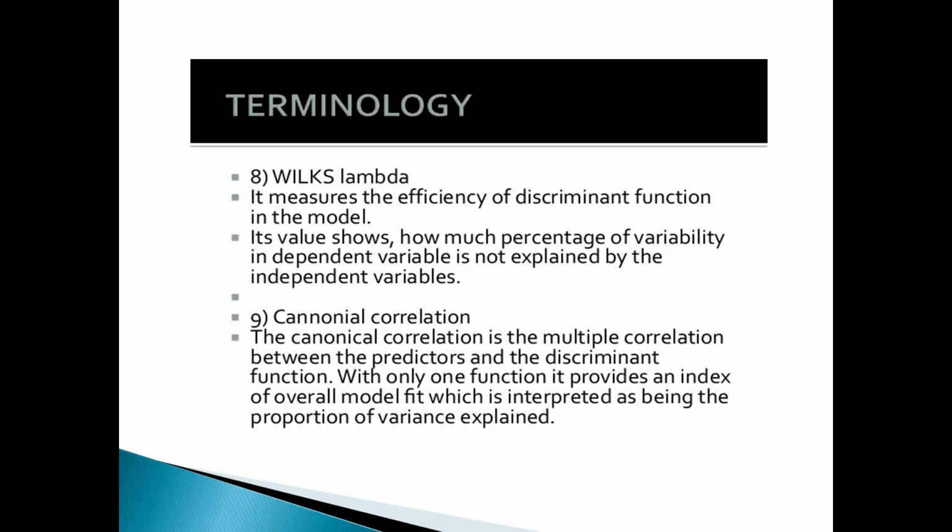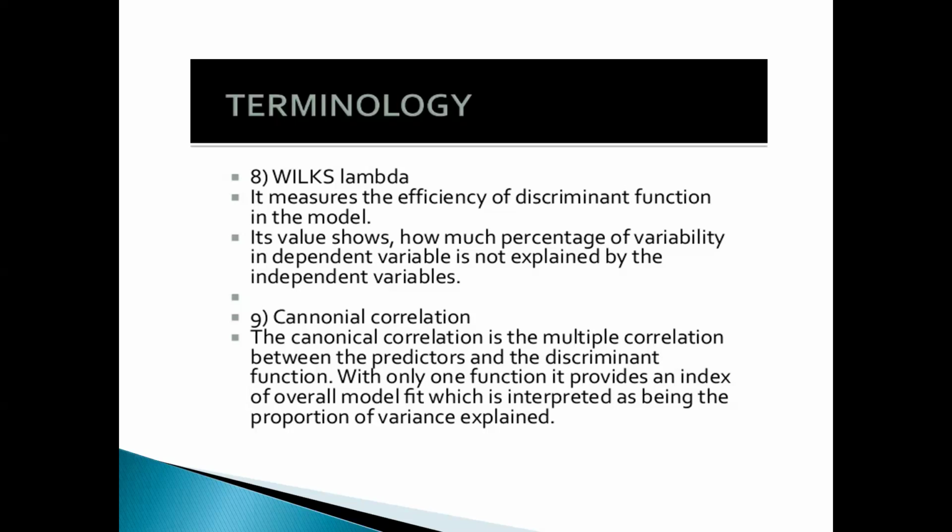So here we check the percentage of variation not explained by the model, whereas R square tells about the percentage of variation explained by the model. So it is the complementary part of that. Canonical correlation is one of the important measures.